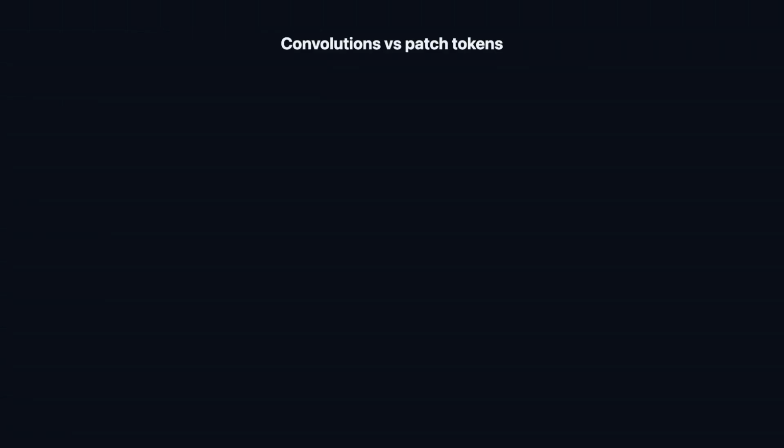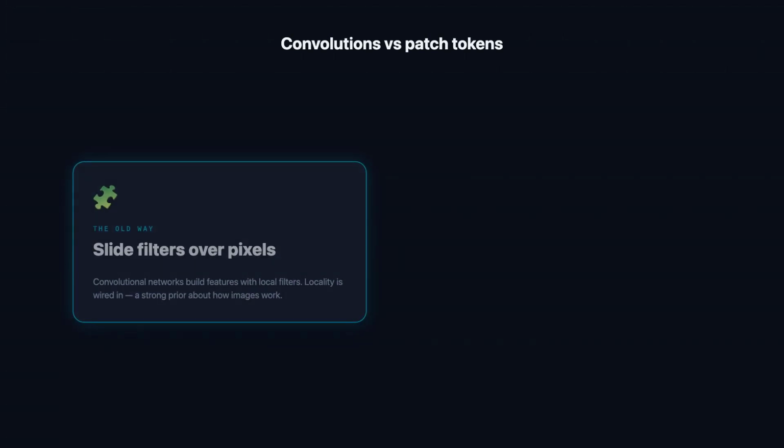So why was this such a shift? Compare it to how vision used to work. Convolutional networks slide small filters across the pixels, building up features layer by layer. That baked-in locality is a strong assumption about how images work, and for years, it was simply how machines saw the world. The network assumes that nearby pixels matter most, and it only ever looks through that narrow, sliding window.